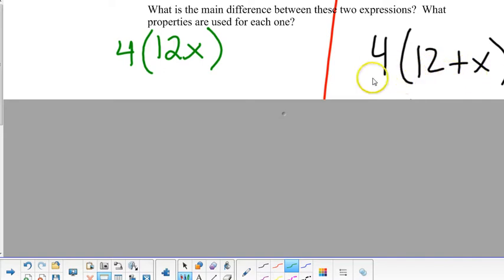So, can you use the distributive property for both of these? May I have your attention, please? The distributive property can only be used on the one on the right.